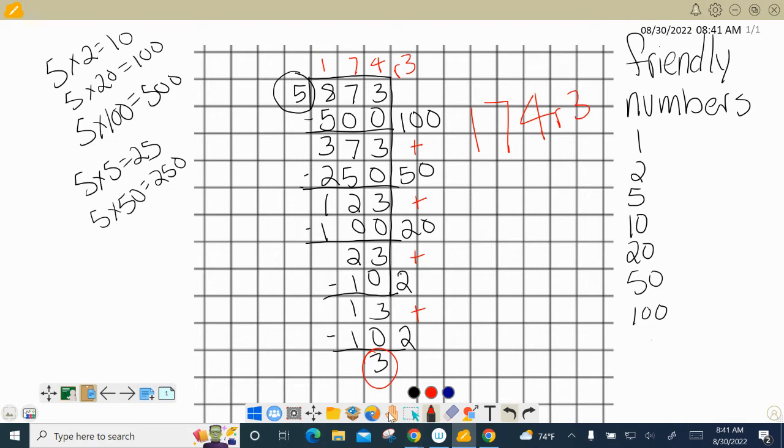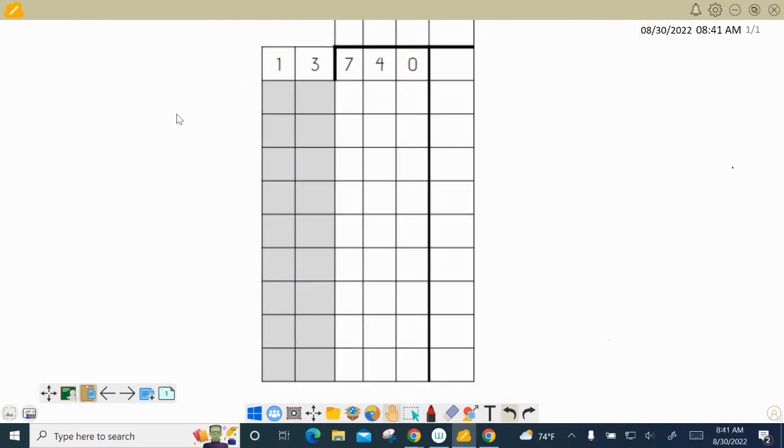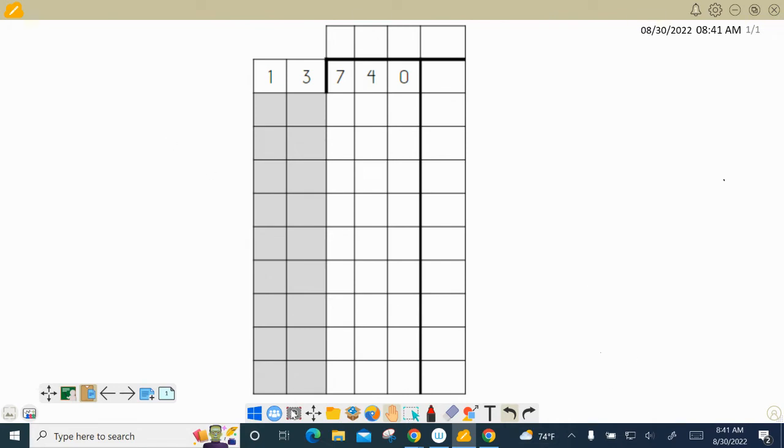Let's go ahead and try a slightly harder one. For this next one, we're going to do 740 divided by 13. I'm going to think about my friendly numbers off to the side here. I know that 13 times 1 is 13, and 13 times 2 is 26. What about 13 times 5? I'm going to work that out.